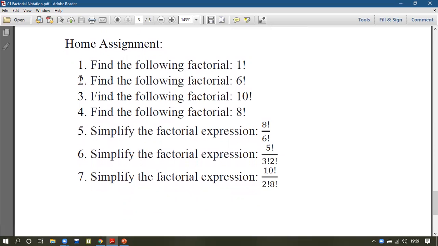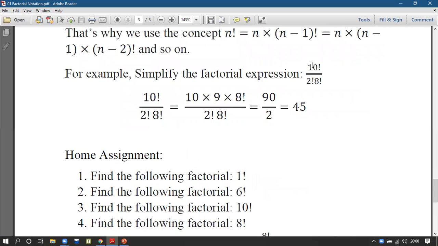Now, for your home assignment, I will give you some questions. Find the following factorials, such as factorial 1. You can also write the answer of factorial 1 is equal to 1. Factorial 6, which we already discussed, but also factorial 10 and factorial 8. You can find all these. And we see that sometimes factorial notation gives very big values, such as factorial 50. Now simplify the factorial expansion factorial 8 divided by factorial 6. You can simplify this with the help of the example factorial 10 divided by factorial 2 into factorial 8.